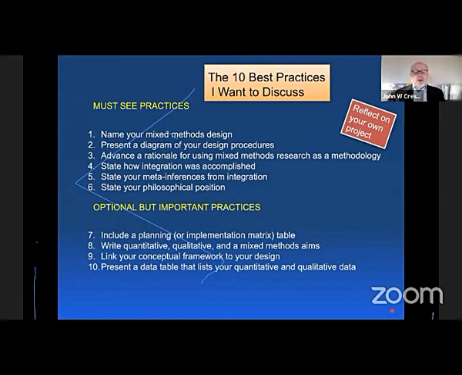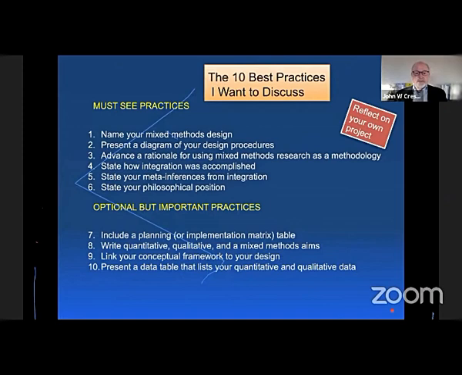So I divided these 10 practices into two categories. First of all, must-see practices. These are ones that I think are really essential to put into your mixed methods project. And then below those, that's the first six. Then the last four, I call these optional but important practices. Think about including the optional practices as well, and you'll have a very rigorous mixed methods sophisticated project worthy of publication in an international journal.